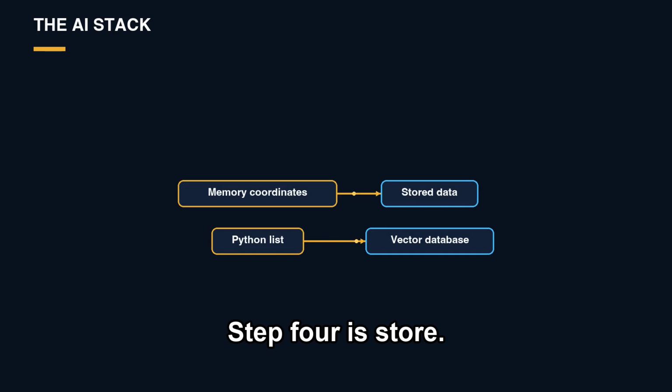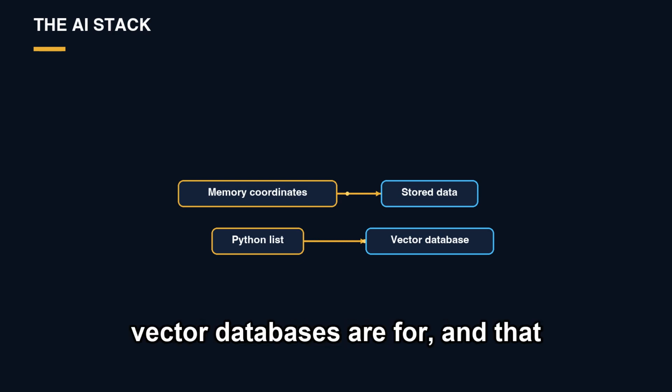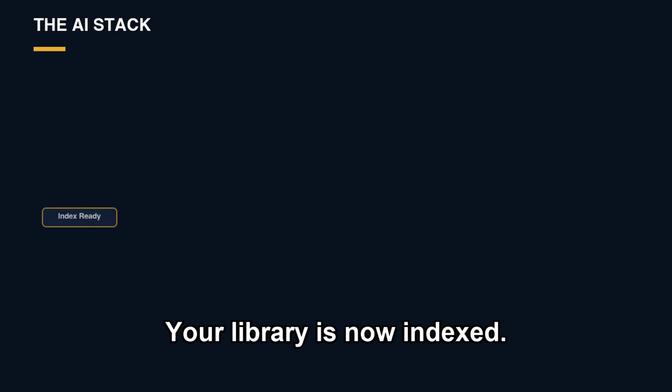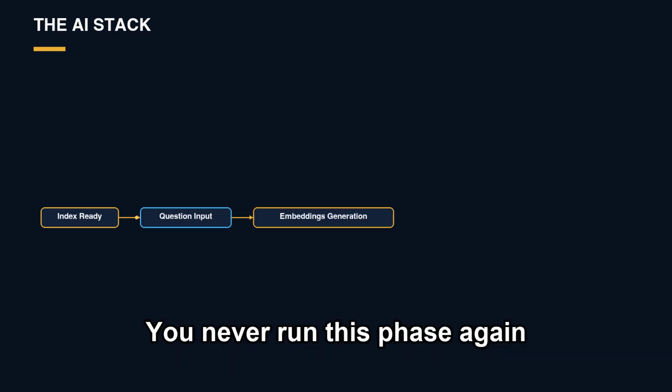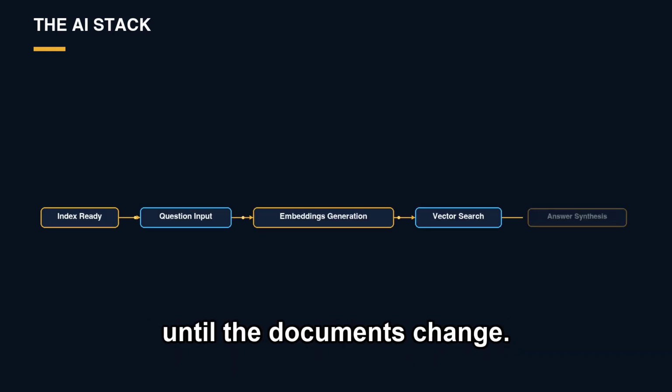Step 4 is store. At our size, a Python list is the store. At real size, this is what vector databases are for, and that is the next episode. Your library is now indexed. You never run this phase again until the documents change.